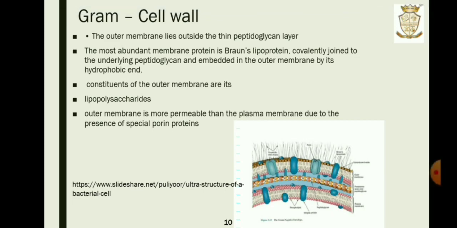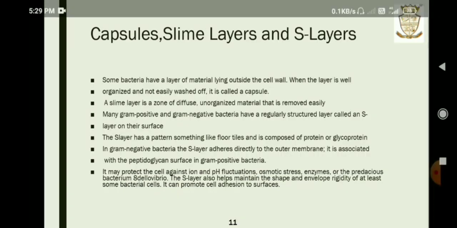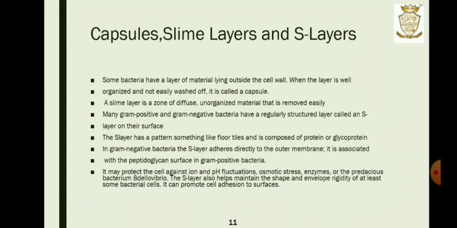Gram-negative cell wall. The outer membrane lies just outside the thin peptidoglycan layer. The most abundant membrane protein is Braun's lipoprotein, covalently joined to the underlying peptidoglycan and embedded in the outer membrane by its hydrophobic end. Constituents of the outer membrane are its lipopolysaccharides. The outer membrane is more permeable than the plasma membrane due to the presence of special proteins called porins.